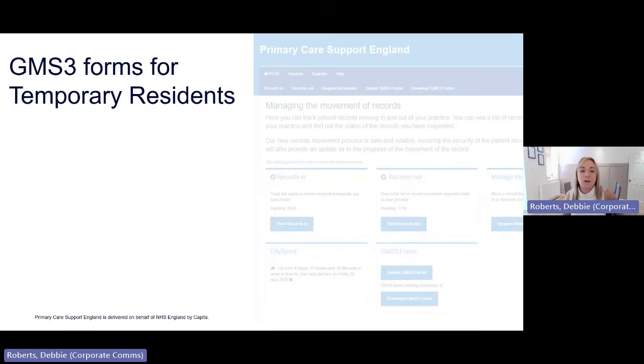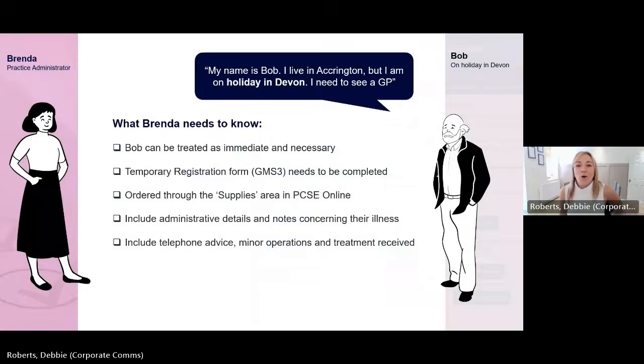Okay, so moving on to GMS3 forms for temporary residents then. Okay, so we're back with Brenda. We've got another patient, and now we've got Bob. Bob's on holiday in Devon, but Bob currently lives in Accrington, but unfortunately when he's been on holiday, he's become unwell and he needs to see a GP. So Bob can be treated as immediate and necessary.